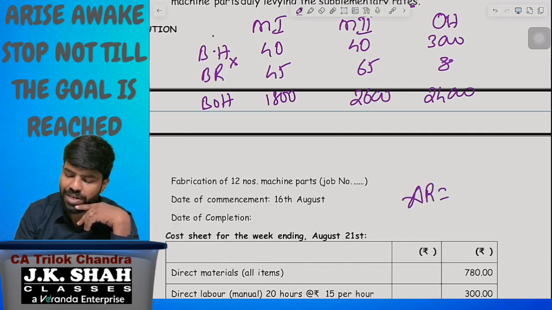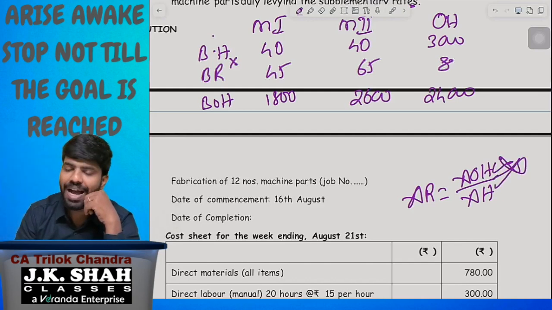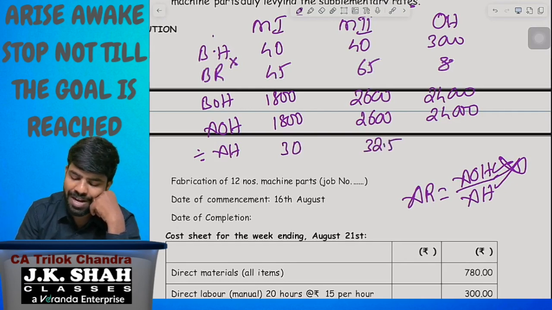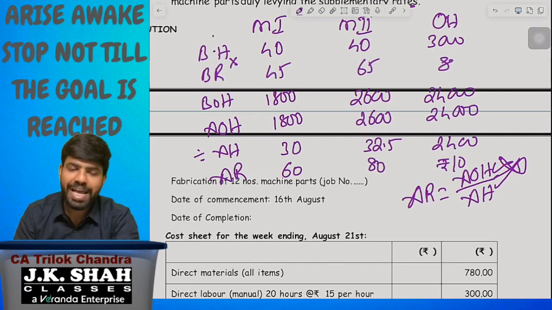Now to calculate the actual rate, equal to actual overheads divided by actual hours. Actual hours are given in the question in the last paragraph. Actual overheads is not given. Assumption is budgeted overheads equal actual overheads. So I'll take the same thing: 1800, 2600, 24,000 divided by actual hours. Actual hours of machine number 1 is 30, machine number 2 is 32.5, and actual man hours is 2400. Now we'll get the actual rate: 1800 divided by 30 is 60. 24,000 divided by 2400 is 10. 2600 divided by 32.5 equals 80.